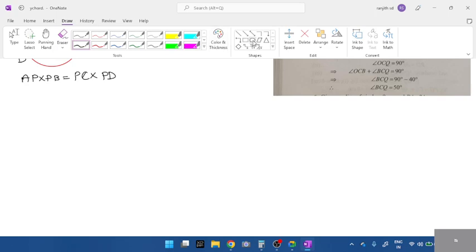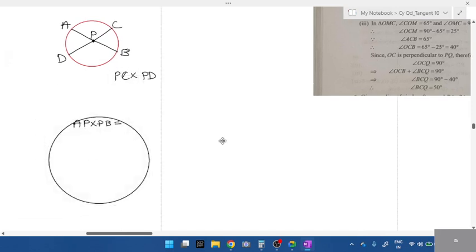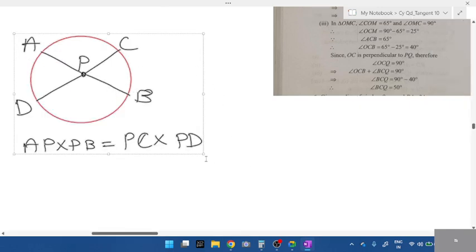Okay, two chords. The same formula goes with secant. The only difference is secant will lie outside, students. A line will pass outside. That is secant.